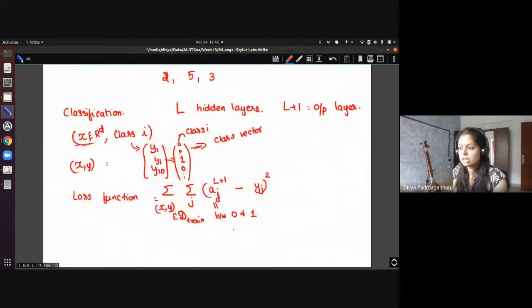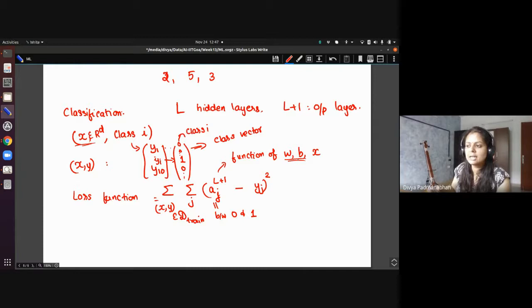So this is a function. This a_j is a function of the w, the b, and of course your x also. So whatever you're getting, if this difference, this overall term, is very low, that means the w and b that you have chosen are a good value. But if this is large, that means it's not a very good value and you have to do something.